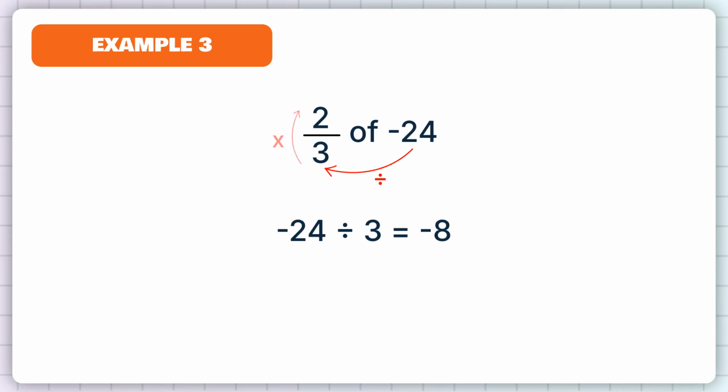Next, we need to multiply by the numerator. Minus 8 multiplied by 2 is equal to minus 16. Therefore, 2/3 of minus 24 is equal to minus 16. By following these steps, dividing by the denominator and then multiplying by the numerator, you can find fractions of any number, including negative numbers.